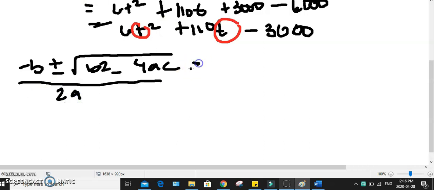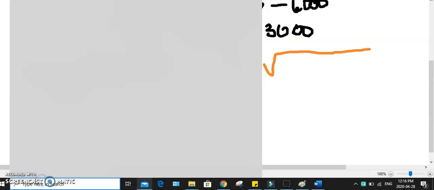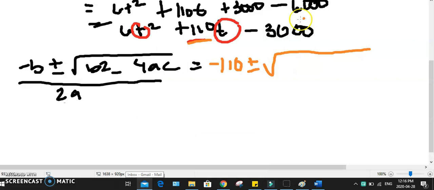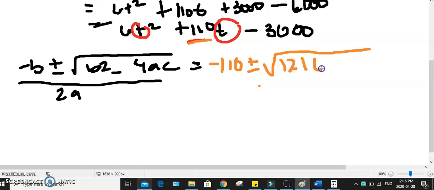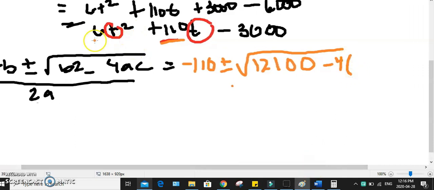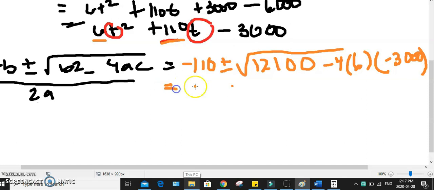Over 2a. Okay, so negative b, I'm going to use orange for that. So our b is 110, so negative 110 plus or minus 110 squared. Let's take out our calculator. 110 squared, so 110 times 110, we get 12,100, minus 4 times our a, which is 6, 4a, and then c is negative 3,000.